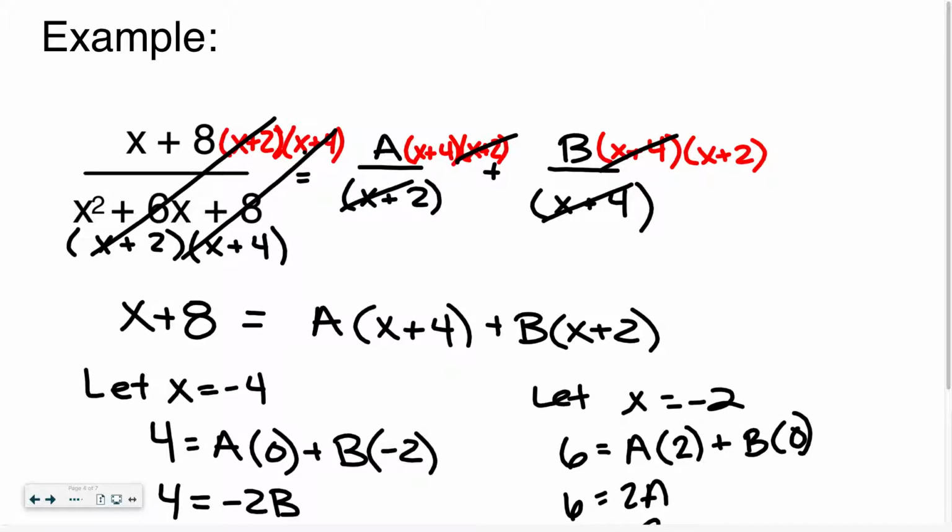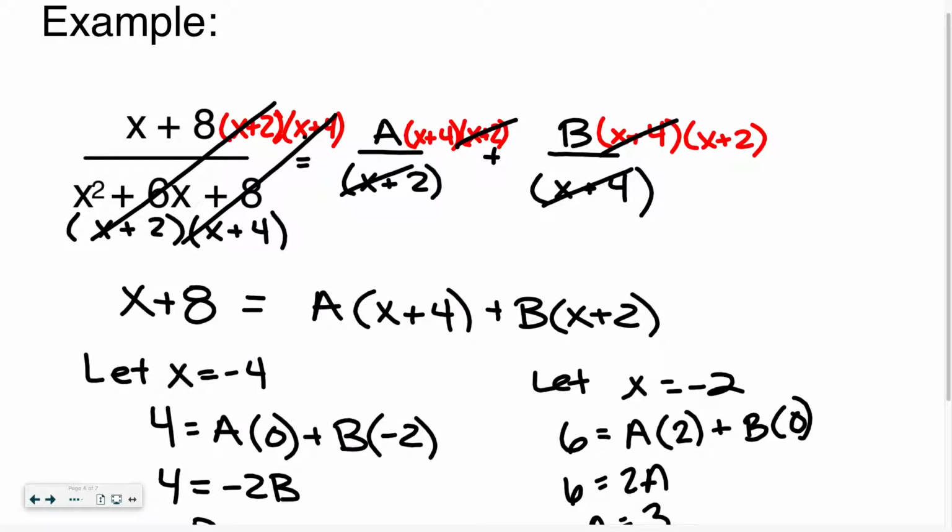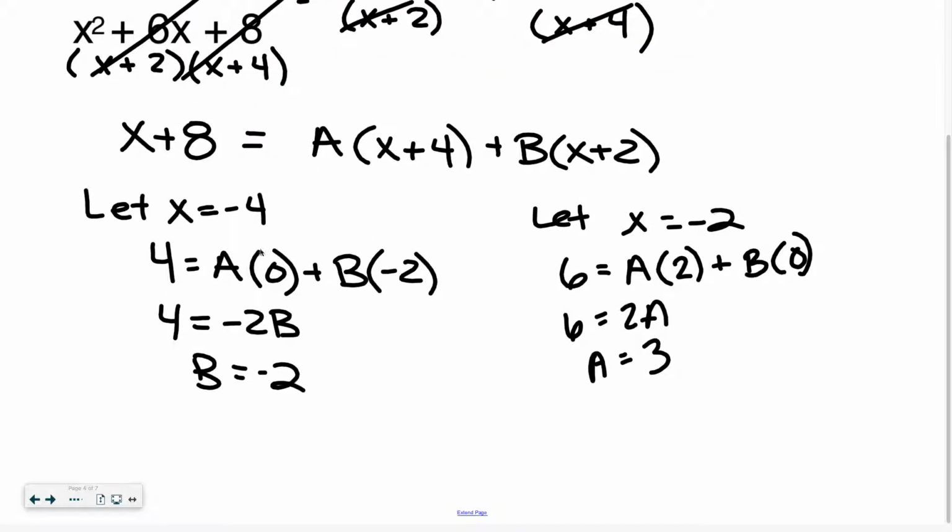So you got to write your answer. Oh, I got those wrong. A is 3, sorry. A is 3, right? 3 over x plus 2 plus b is -2, right? -2 over x plus 4. Sorry, I can't see all my work on my page.